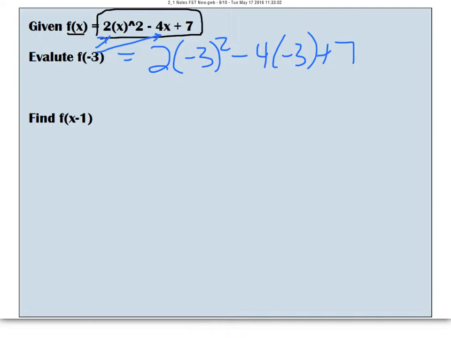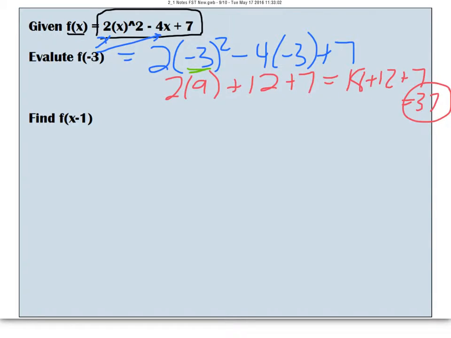Be careful here on PEMDAS. We would do negative 3 squared first. So negative 3 times negative 3 is positive 9. So this becomes 2 times 9. A negative 4 times a negative 3 is a plus 12. And then plus 7. So what we have is 18 plus 12 plus 7. 18 and 12 is 30. Plus 7 will get us 37 as a final answer.